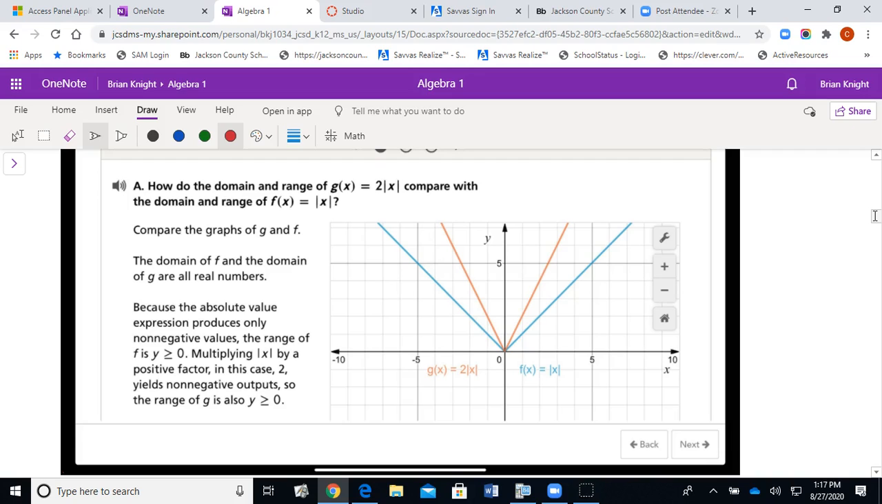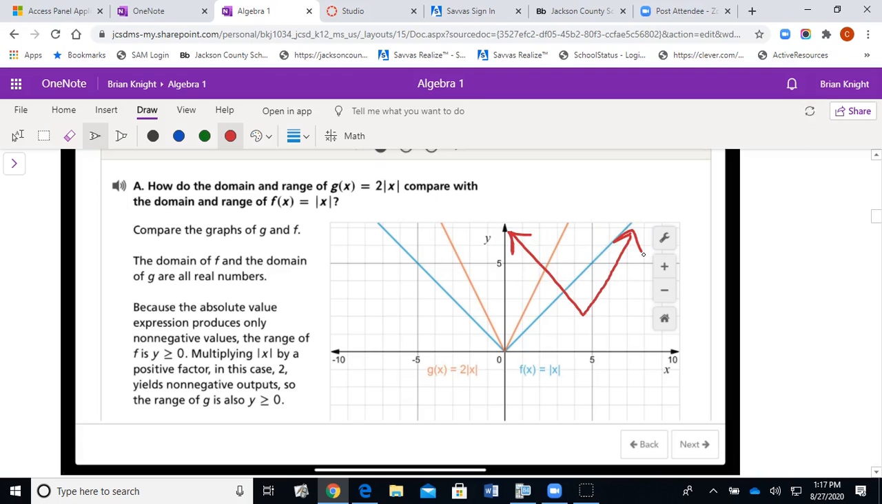How could I have changed the domain and range? We've already established we're not changing the domain, but what would I have to do to change the range? Slide it. Translate it. And I'd have to translate it where? Not left or right. Up or down. So I could move this like there.